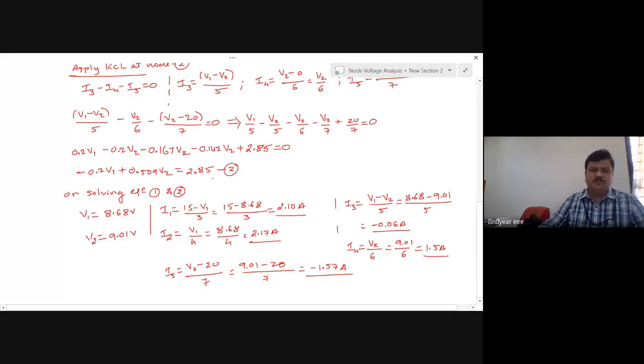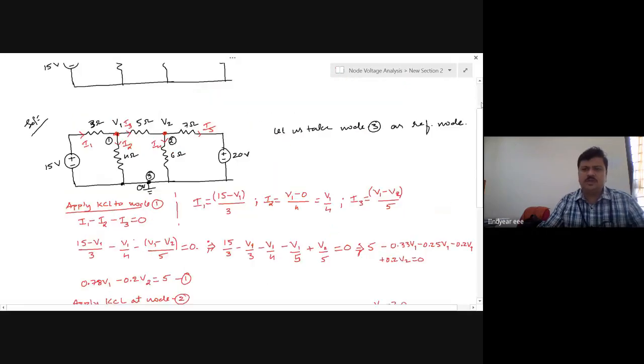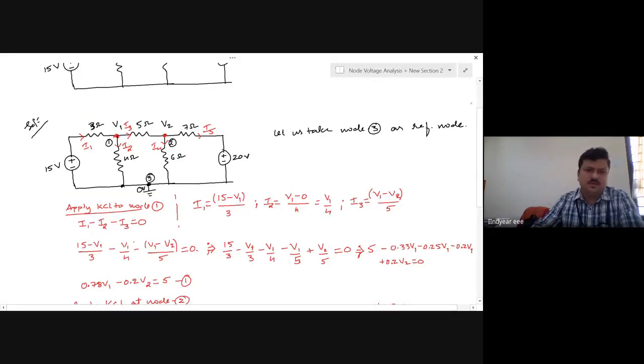By observing the values of V1 and V2, we can guess the direction of current. V1 is lesser than 15 volts, so 15 minus V1 is positive. Direction of I1 is the same as that of the actual current. Direction of I2 is the same as that of the actual current. Direction of I3 is reversed because V2 is greater than V1. That is an understanding. You need not mention it exclusively or write a comment. It is just an understanding.